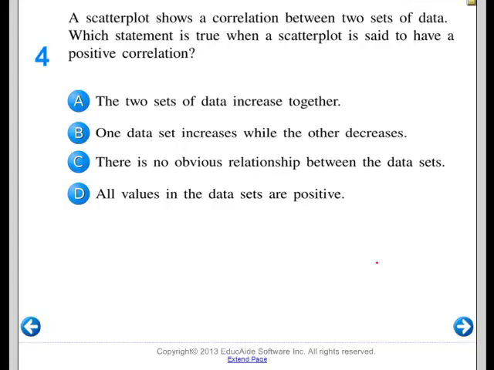So which statement is true when a scatter plot is said to have a positive correlation? Well, we just have to go. The two sets of data increase together. Is that true? Yeah, that's what we just said. Easy squeezy. When one data set increases, the other data decreases. What is that called, Jose? Negative. We just said positive right here, Jose. So that's negative. Very good. When one goes up and the other one goes down, that's negative.